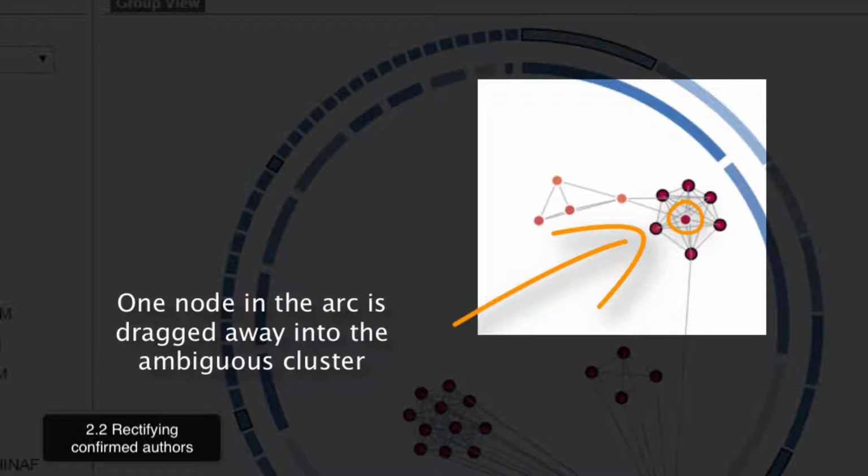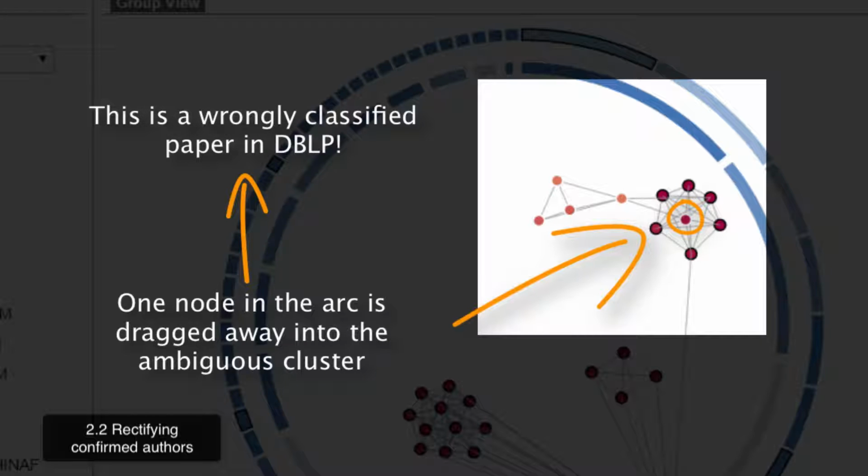We find one paper that originally belonged to this arc is dragged into the ambiguous cluster. This strange behavior makes us suspect that this paper was misclassified by DBLP. We confirmed this later during our research. Therefore, we prove NameClarifier can refine the predefined confirmed groups.